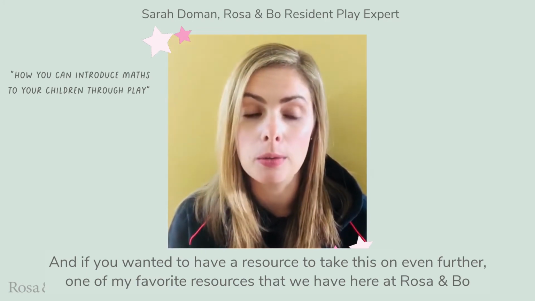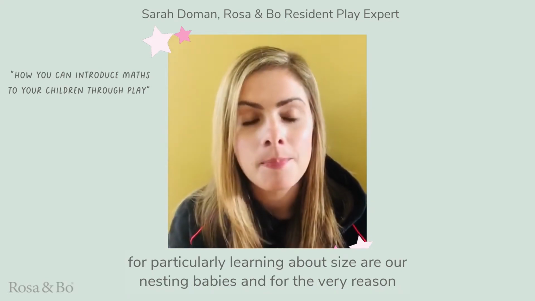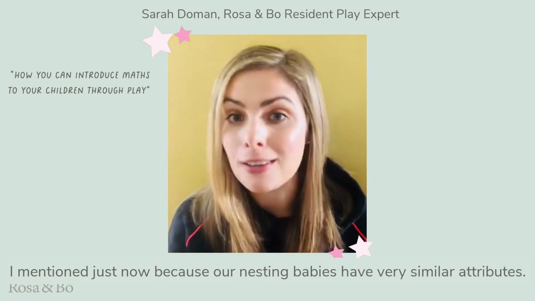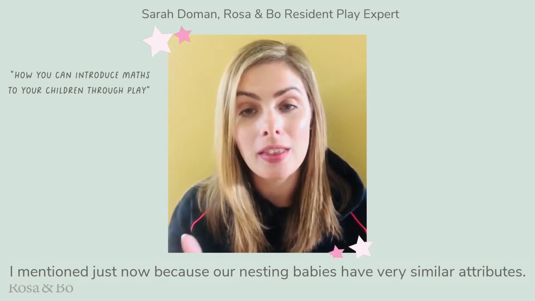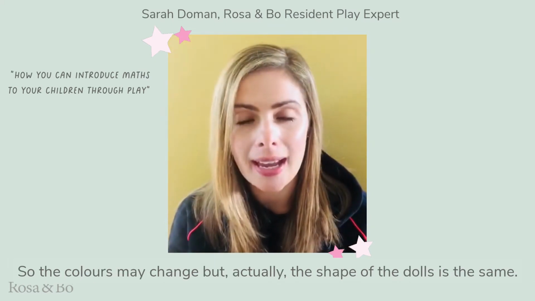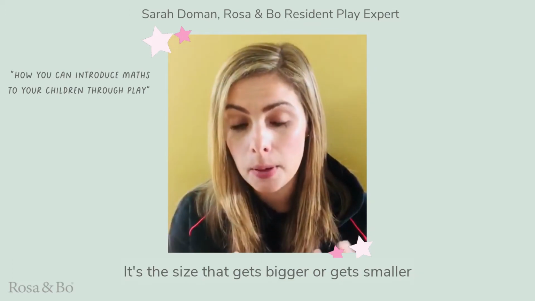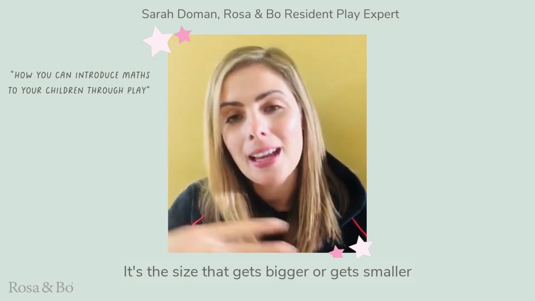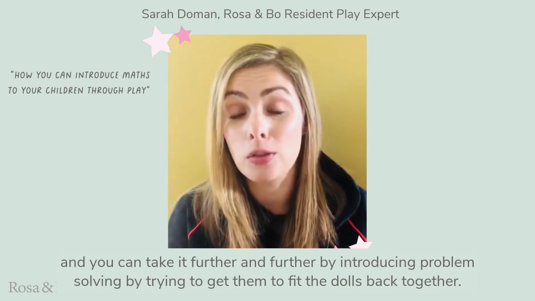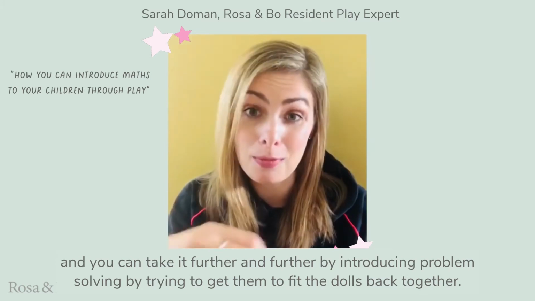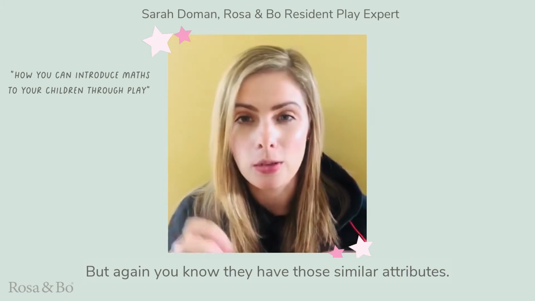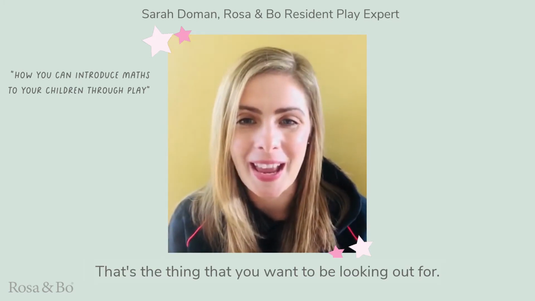And if you wanted to have a resource to take this on even further, one of my favourite resources that we have here at Rosa and Bo for particularly learning about size are our nesting babies, and for the very reason that I mentioned just now, because our nesting babies have very similar attributes. So the colours may change, but actually the shape of the dolls is the same. It's the size that gets bigger or gets smaller, and you can take it further and further by introducing problem solving, by trying to get them to fit the dolls back together. But again, they have those similar attributes. That's the thing that you want to be looking out for.